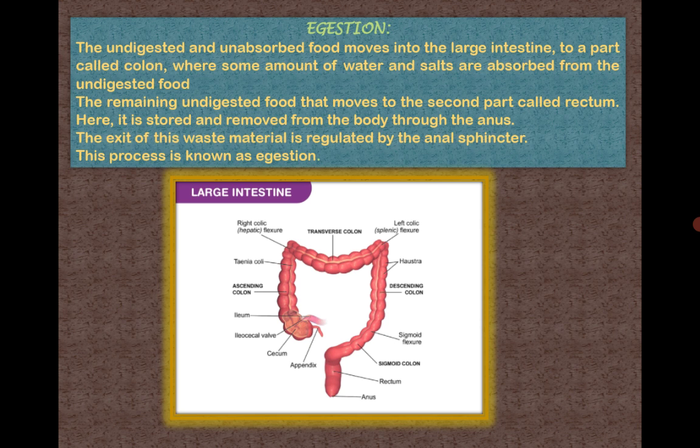Egestion. The undigested and unabsorbed food moves into the large intestine to a part called the colon, where some amount of water and salts are absorbed from the undigested food. The remaining undigested food moves to the second part called the rectum. Here it is stored and removed from the body through the anus. The exit of this waste material is regulated by the anal sphincter, and this process is known as egestion.